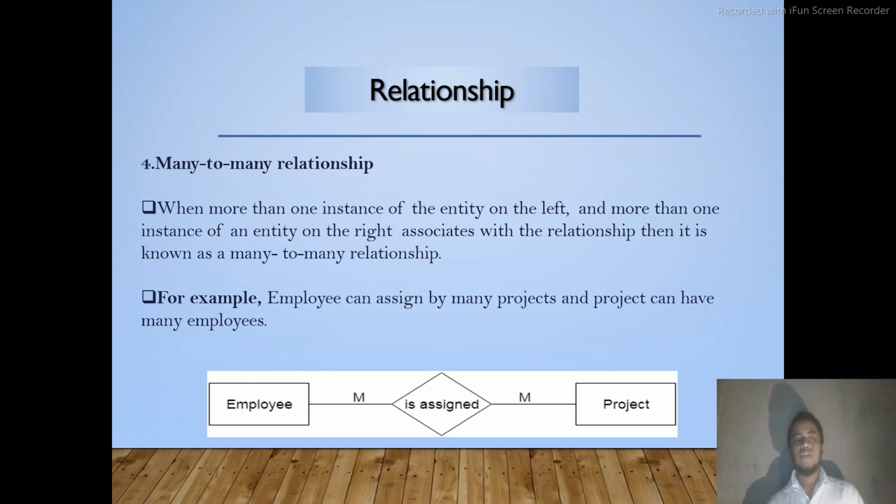Now coming to the last topic, the many-to-many relationship. What is many-to-many relationship? When more than one instance of an entity on the left and more than one instance of an entity on the right are associated with a relationship, then it is called a many-to-many relationship. We can see there is a picture that employee is assigned project. We can simply say that an employee can be assigned more than one project, or one project can be assigned to more than one employee. So employee and project relationship is a many-to-many relationship.